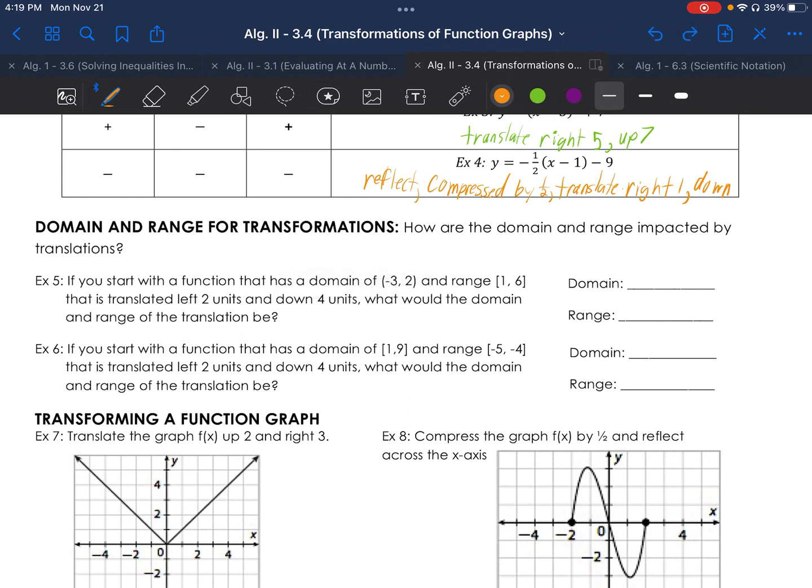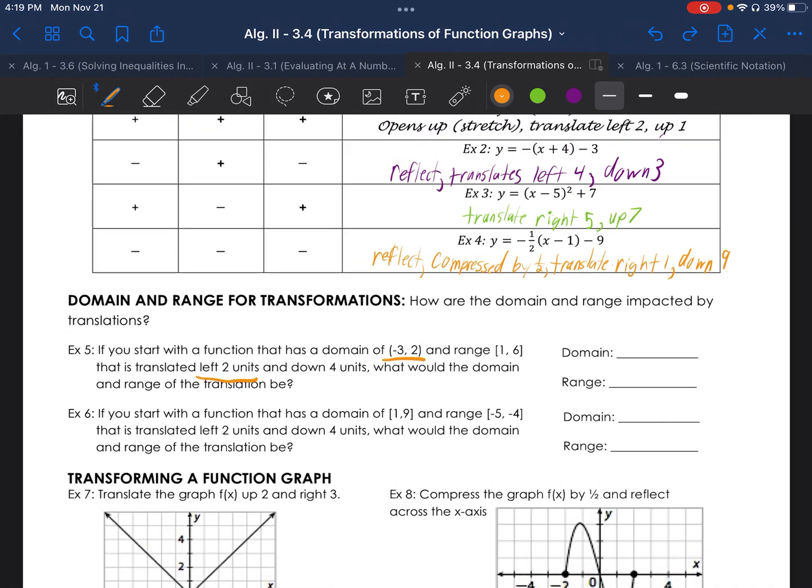And we want to know what would the domain and range of the translation be, the new one, after we change it. So we take this domain, left and right. For the domain, I probably care that it's going left 2 units. Do I care it's going down 4 for the domain? I really don't. So left 2 units, that means those x values are going to get lower.